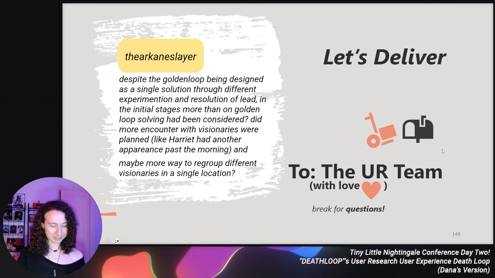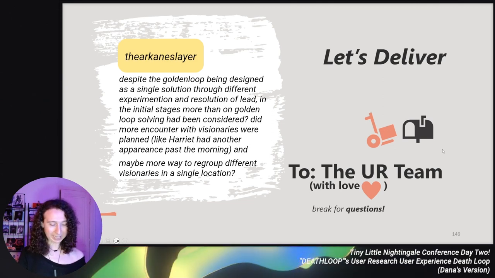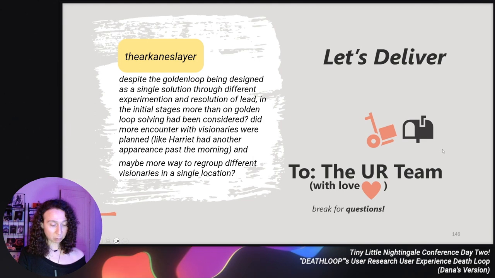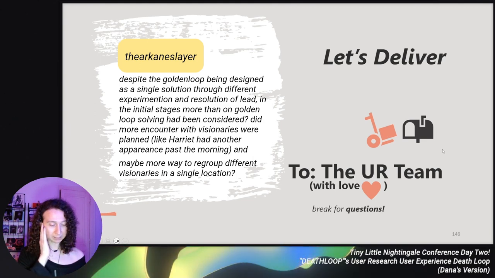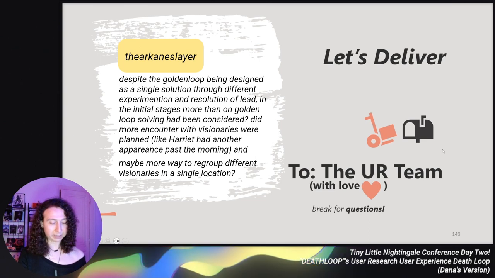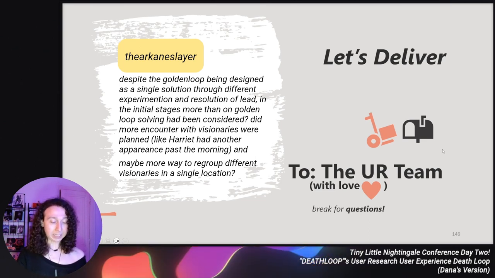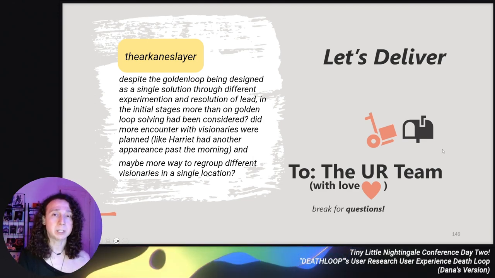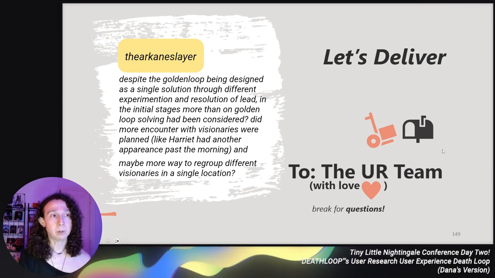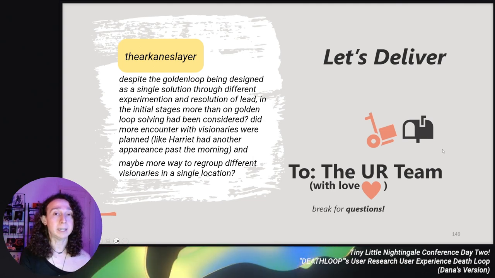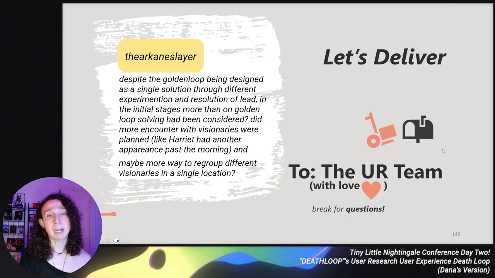Despite the golden loop being designed as a single solution through experimentation and a resolution of leads, was more than one golden loop solution considered in the initial stages? Yes, actually. Were more encounters with visionaries planned, like Harriet had another appearance past the morning, and maybe more ways to group different visionaries in a single location? Yes to all of the above, but just like we had to let go of two of the time periods for two of the districts, we had to focus on delivering the best experience possible with the content that we were going to provide the player.